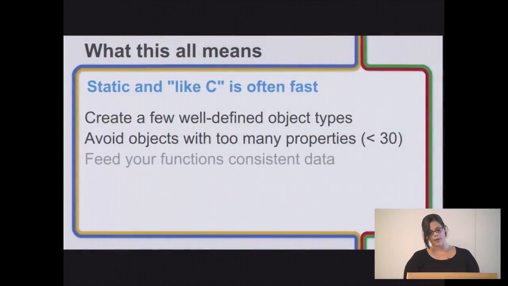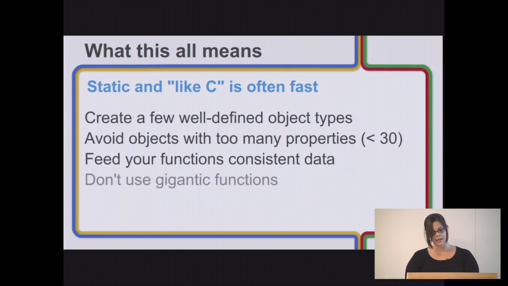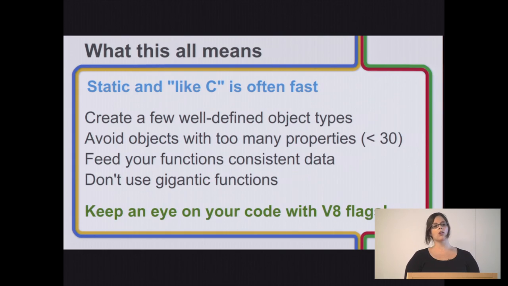So in terms of other rules, create a few well-defined object types. Don't add way too many properties to objects. Keep it reasonable. Don't start changing the data types your functions take. Try to make things type stable and C-like. Don't use functions that are way too big. And in general, as you develop, keep an eye on what's going on in V8. Profile occasionally with trace deopt, trace GC, trace bailout, and see what's going on, and just keep an eye.